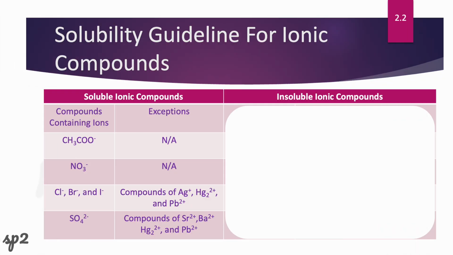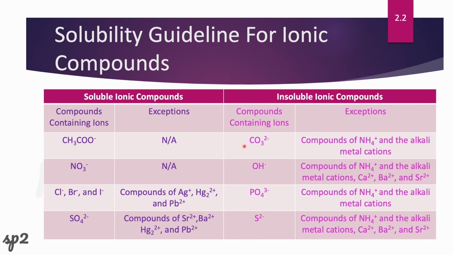Okay, so here is our solubility guideline table. Starting with acetate, this would be always soluble. Nitrate is always soluble as well. For the halides, such as chloride, bromide, and iodide, they're always soluble unless we have them with these cations: silver, mercury, and lead. Then we have sulfate, which is typically soluble, unless we have that with strontium, barium, mercury, or lead.